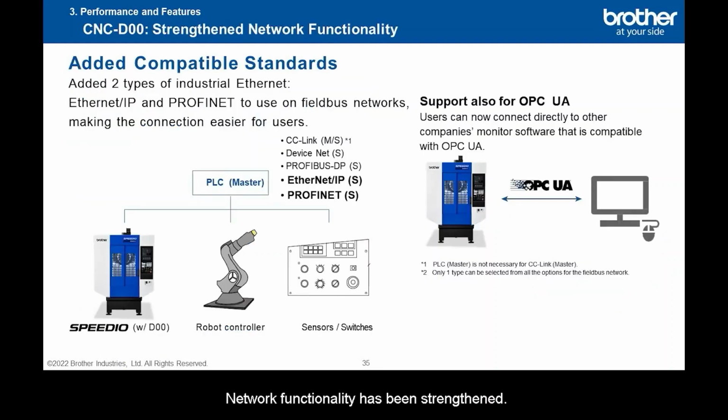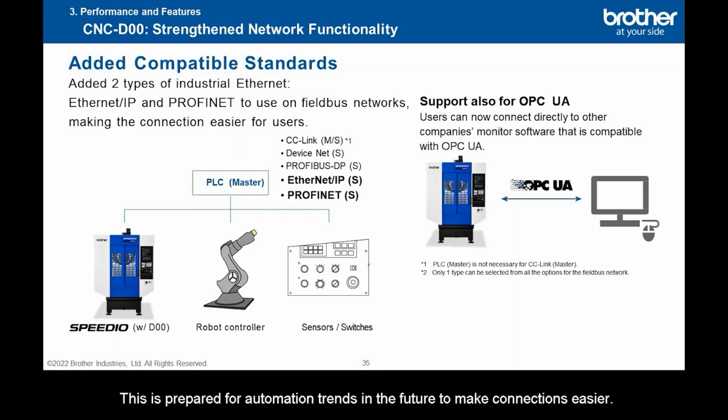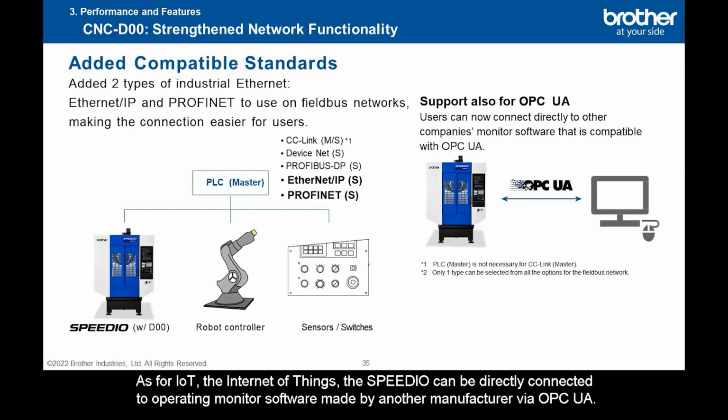Network functionality has been strengthened. Industrial networks EtherNet/IP and PROFINET are now supported in addition to the conventional CC-Link, DeviceNet, and PROFIBUS DP. This is prepared for automation trends in the future to make connections easier. OPC UA is now spreading as an industrial protocol. This is also supported. As for IoT, the Internet of Things, the SPEEDIO can be directly connected to operating monitor software made by another manufacturer via OPC UA.